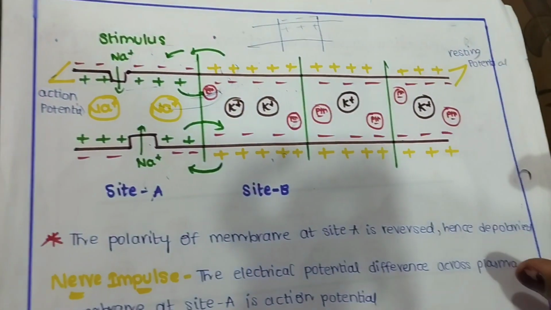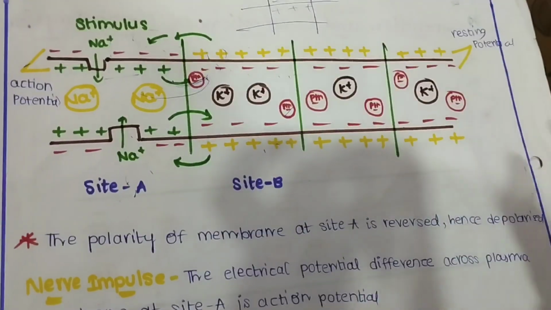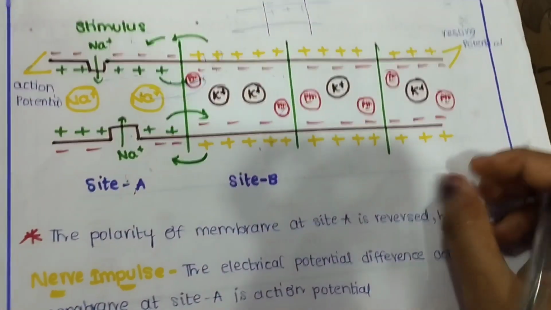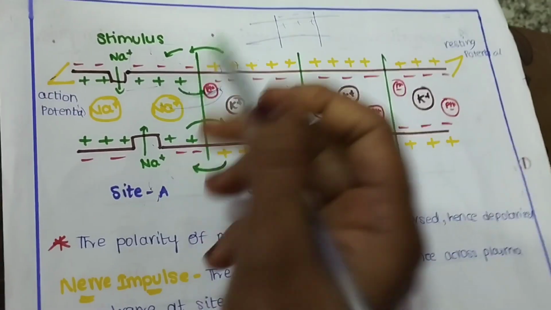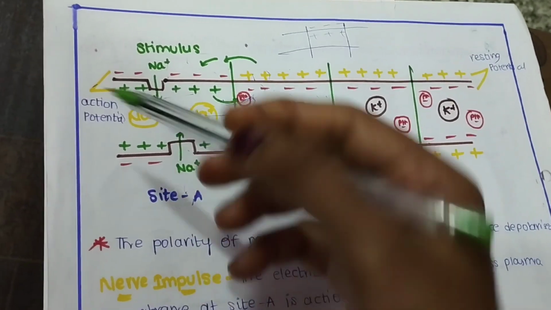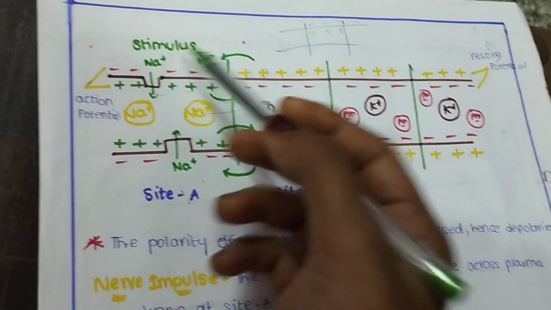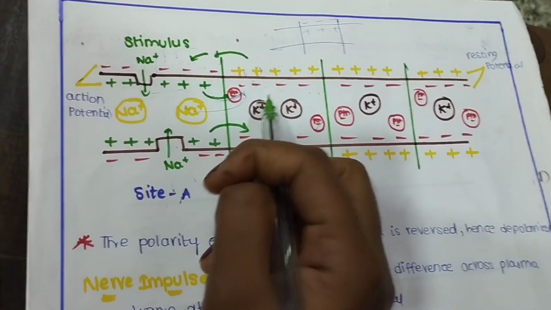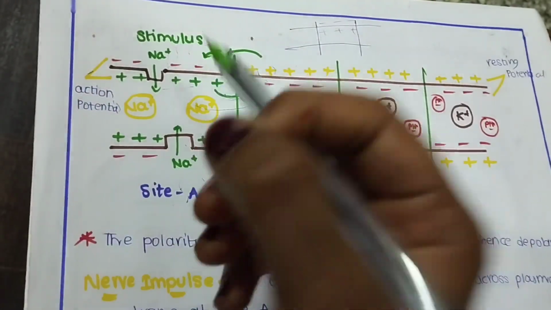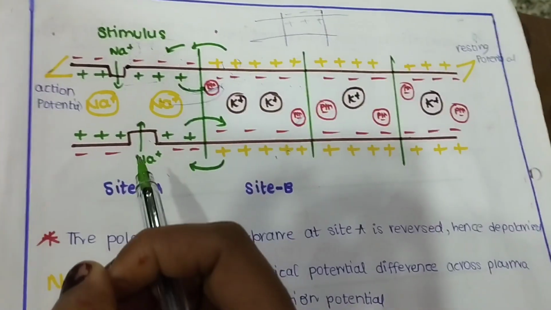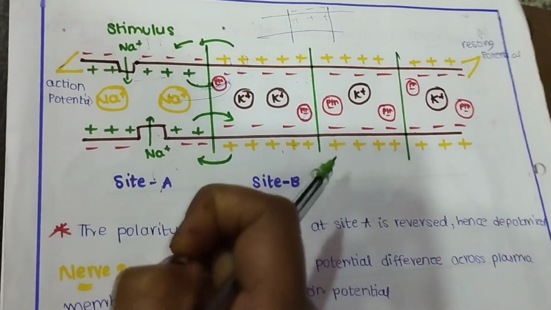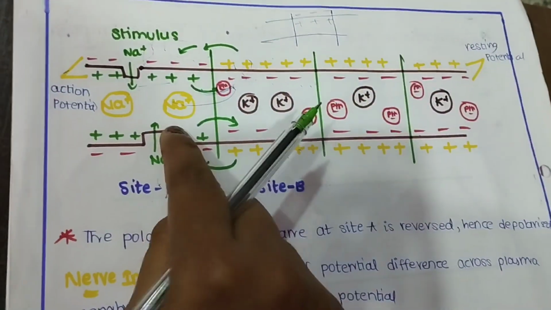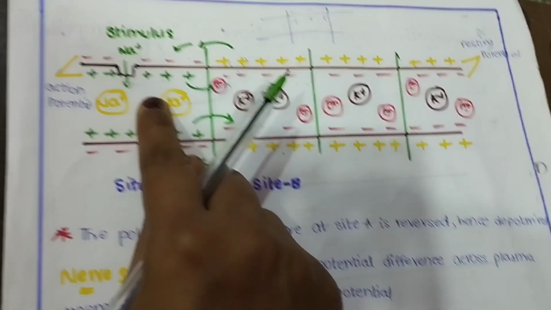This process continues along the length of the axon, and consequently the nerve impulse is generated and transferred to another neuron via synapse. At site A, there is a rise in permeability to Na plus, but the rise in permeability for Na plus is extremely short lived. After that, there is a rise in permeability to K plus ions. In the resting state also, there is more permeability for K plus ions. In the same way, there will be a rise in permeability to K plus ions.